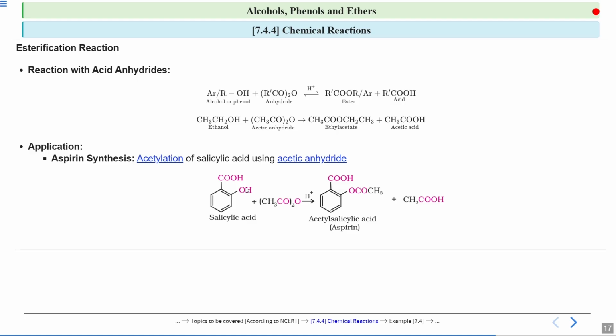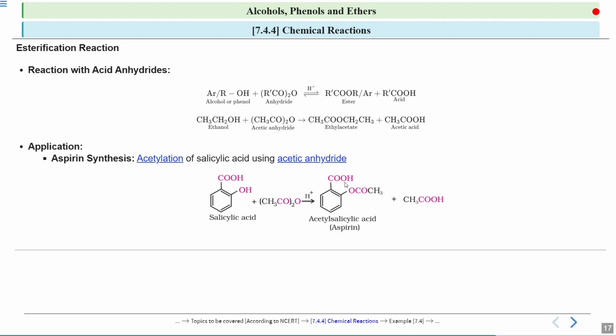Okay, when this attacks on this oxygen, you will see the H will leave and this group will be here. That is, you will see an ester group will be formed, and a carboxylic acid is also formed over here. So when this reacts with acetic anhydride, you will get acetyl salicylic acid.